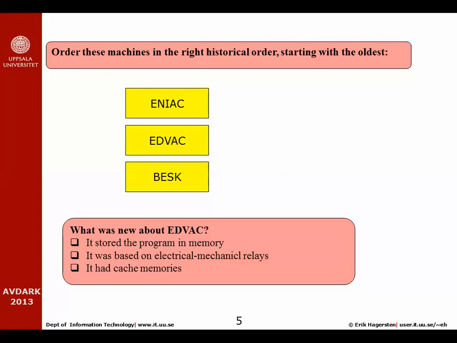So do you remember what was the new feature about EDVAC, the von Neumann machine? So it stored the program in memory. That was the feature.